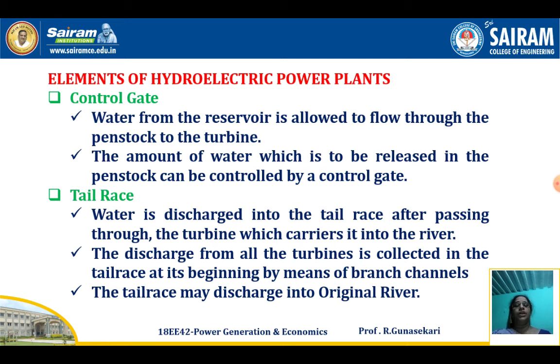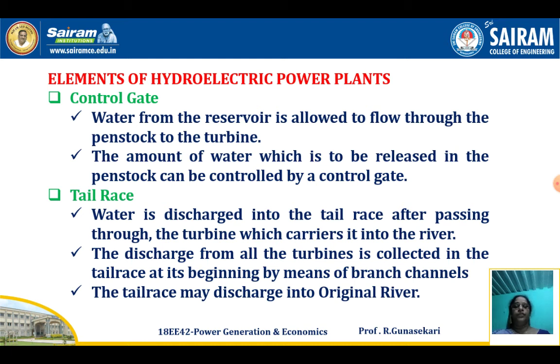How can we control the water flow in the hydroelectric power plant? By using the control gate. So what is the function of the control gate? To control the water flow, that is, the amount of water to be released from the reservoir to the turbine through the penstock. Then next, the tail race.